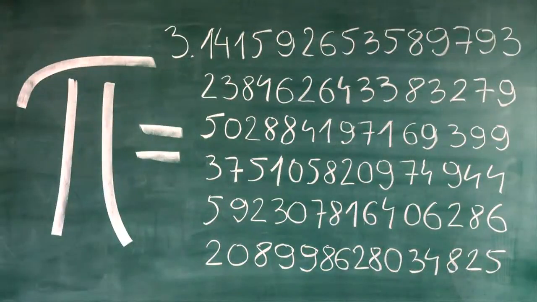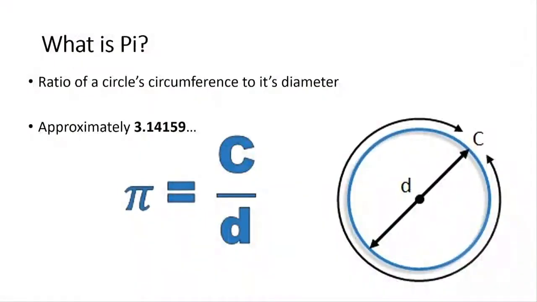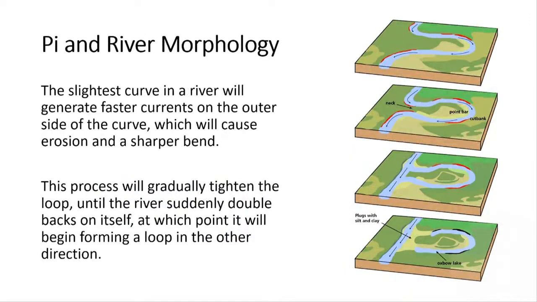So what about pi? Let's get into pi just a little bit. What is pi? Well, that's the ratio of a circle's circumference to its diameter, approximately 3.14159. It kind of goes on forever. There are some that say that pi is seen in river morphology. Now, as I was looking into this, there are also some who say it isn't. So take this with a grain of salt.